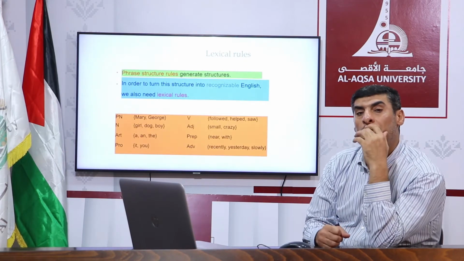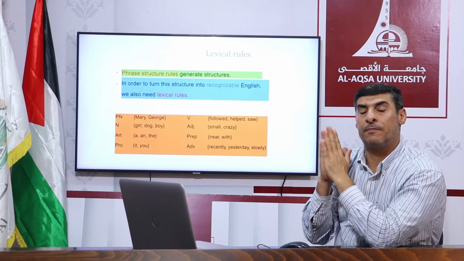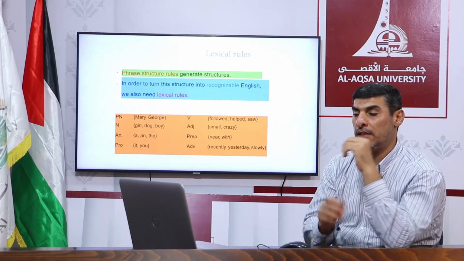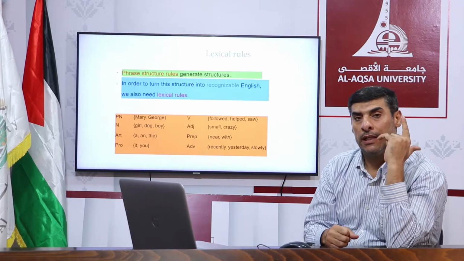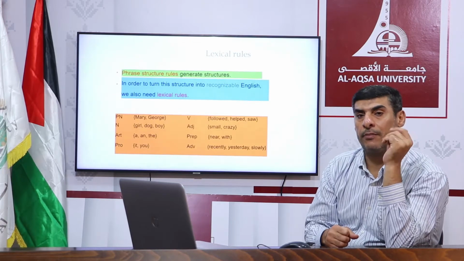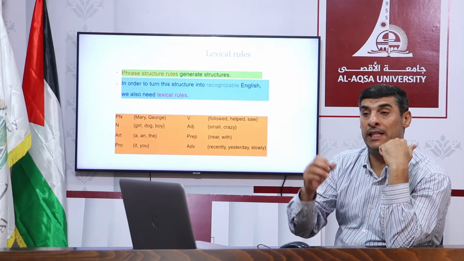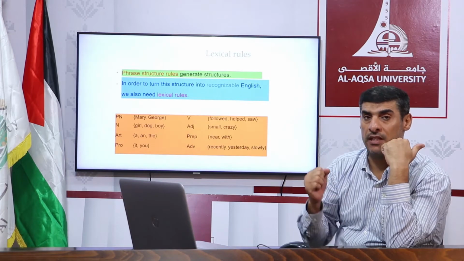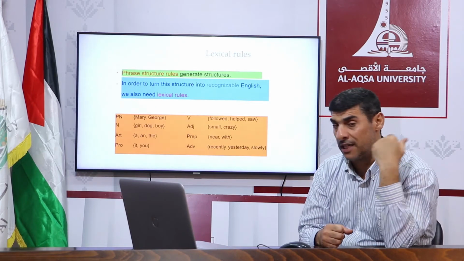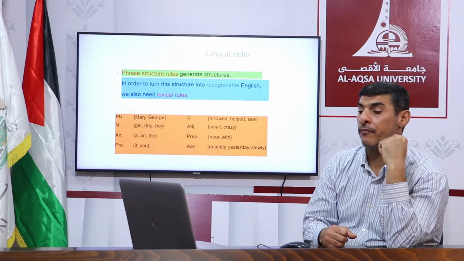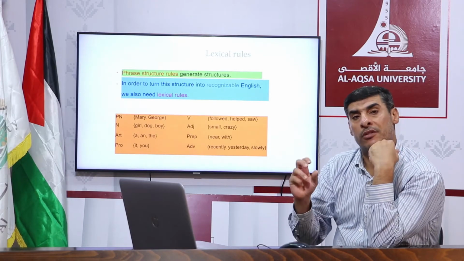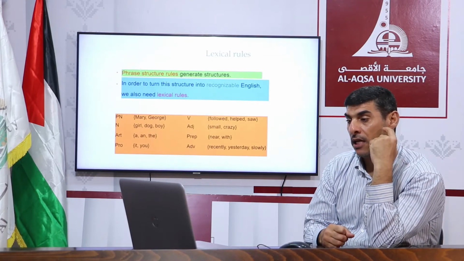What is a lexical rule? A word has a specific function in a sentence. It can function as a subject, as a verb, as an object. It can be an adjective, a verb, a transitive verb, a linking verb, and so on, and it can be a preposition or a pronoun. Okay, we are going to get into details.